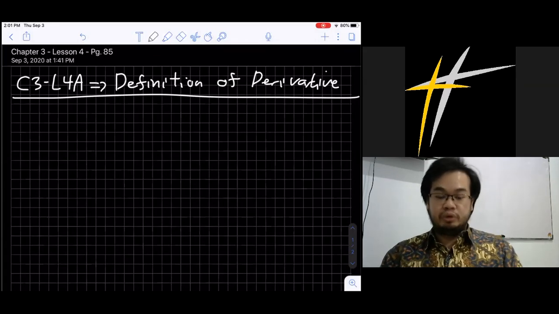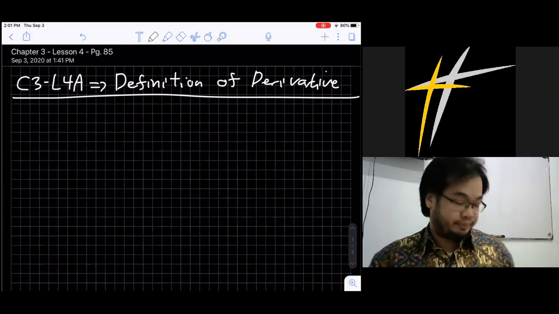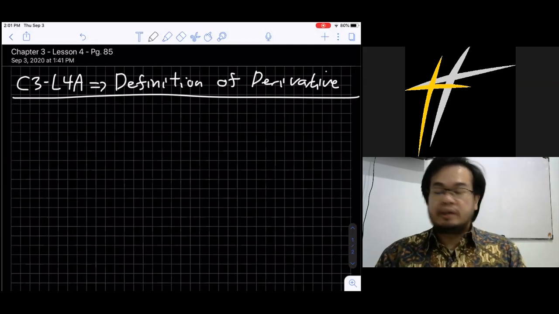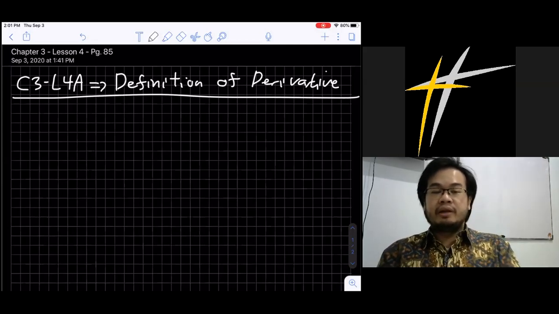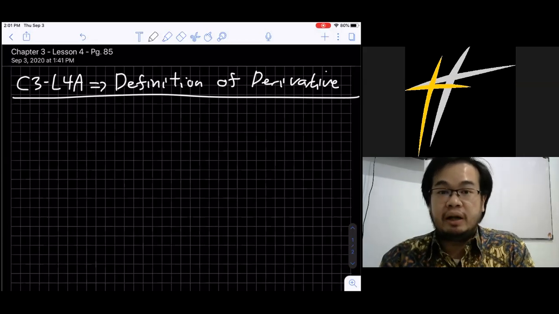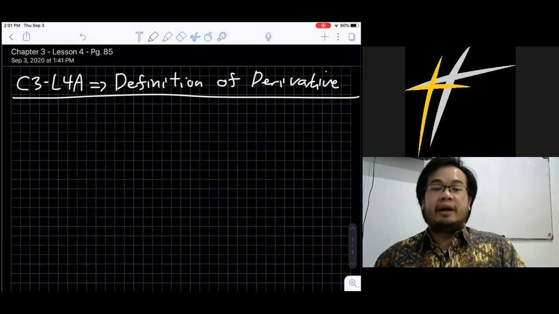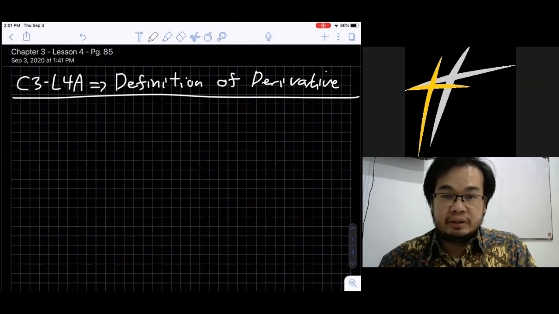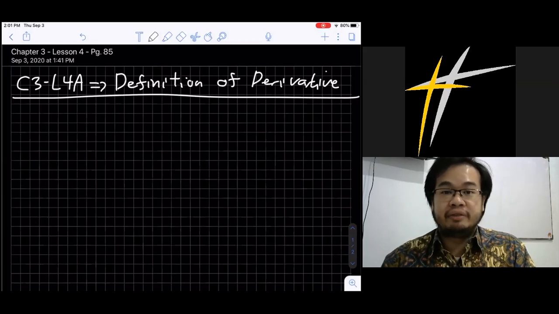Okay, you can open your book, page 85. Open your book, page 85. So let's review a little bit. Now, in chapter 1, I taught you that the verbal definition of derivative is instantaneous rate of change. And in chapter 1, we learned to approximate it by using the average rate of change.